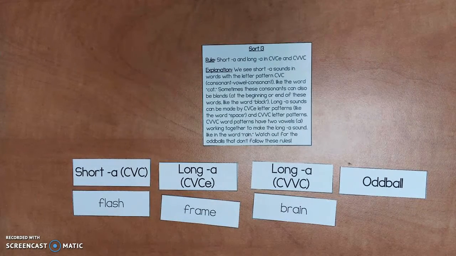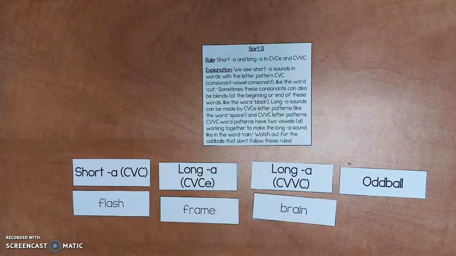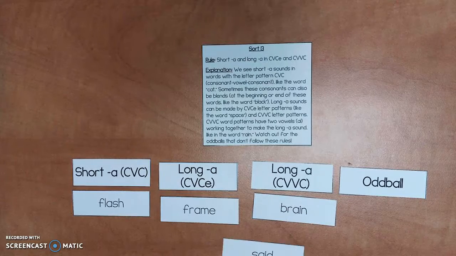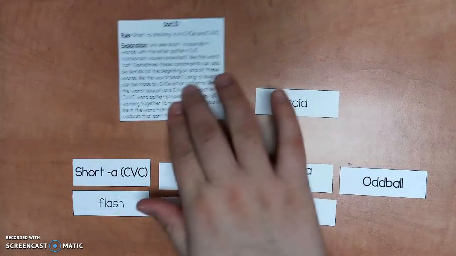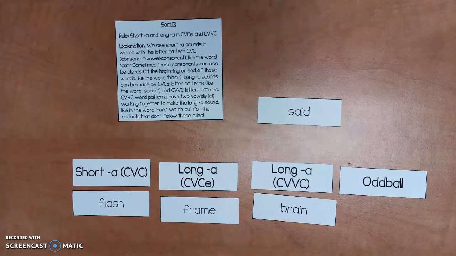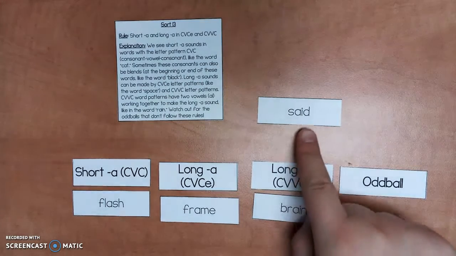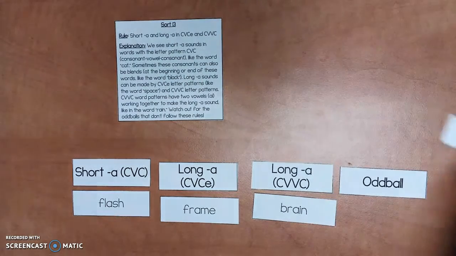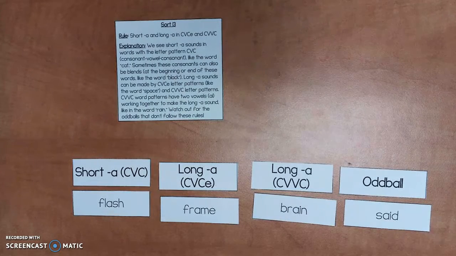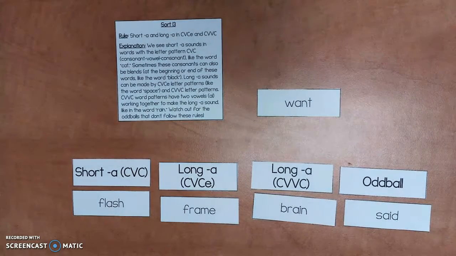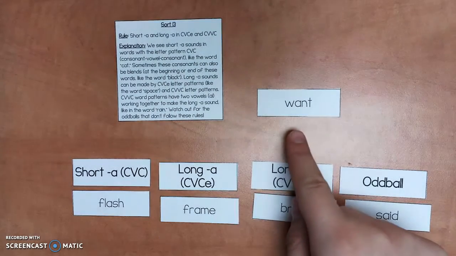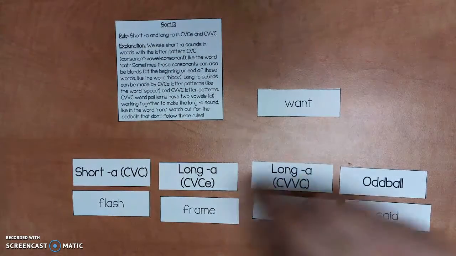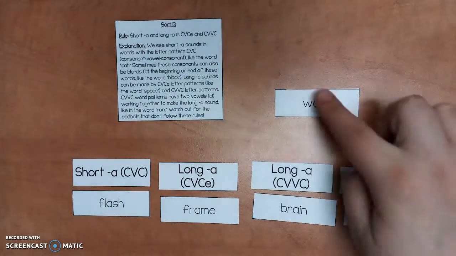We've got some blends. Now our oddballs in this sort, one of them has the AI letters, but it doesn't make an A sound. This is the word said. It's making an "eh" sound. That's not what those letters look like they should make. So that's one of our oddballs. Our other oddball of this sort is this word, want, because this A doesn't make an "ah" sound, it makes an "uh" sound, want, right? So that doesn't make the sound that it looks like it should.